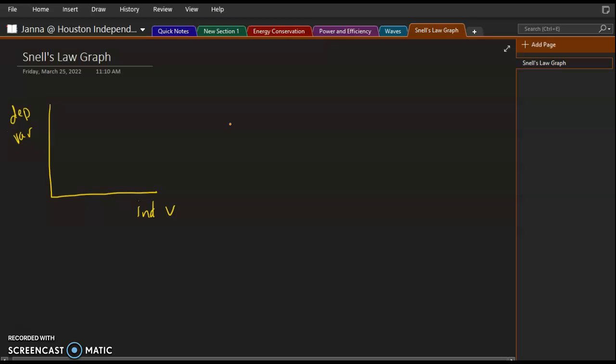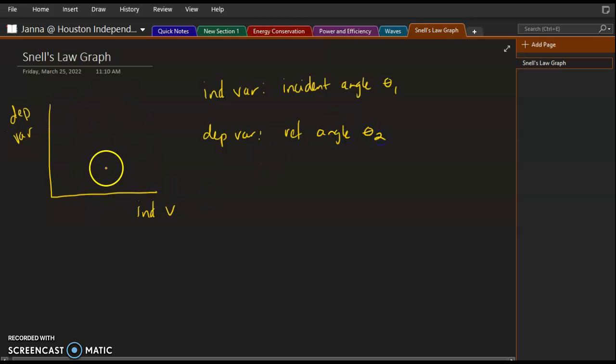And in our experiments, in this experiment, our independent variable was the incident angle, theta 1. And the dependent variable was the refracted angle, theta 2. However, from this graph, we are hoping to get the index of refraction for the unknown material. We're looking for N2. So I'm hoping to get N2 from the slope of our graph.